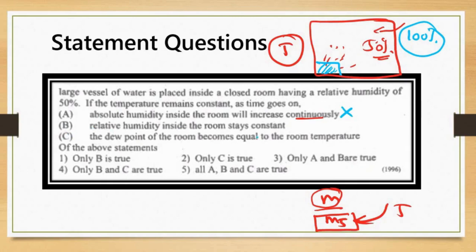Relative humidity inside the room stays constant. Yes, after a certain time it stays constant. It becomes 100%, then it is constant. But still it will move from 50 to 100, so it's changing. C, the dew point of the room becomes equal to the room temperature. Yes, exactly. Slowly the relative humidity becomes 100%, the temperature won't change. So when the relative humidity is 100%, that is the dew point. So the dew point and the current temperature both become equal. So the final answer is C. So it's the second answer, only C is true.